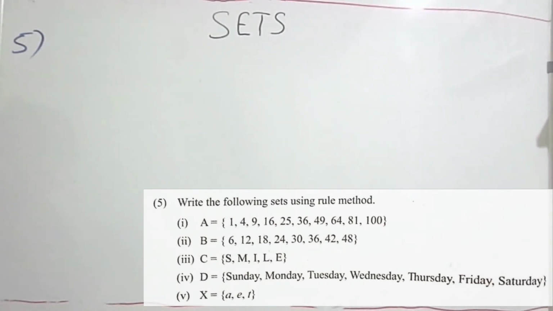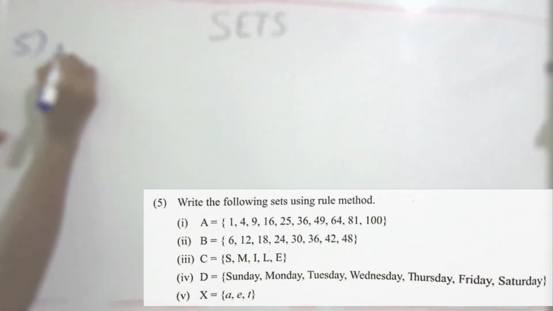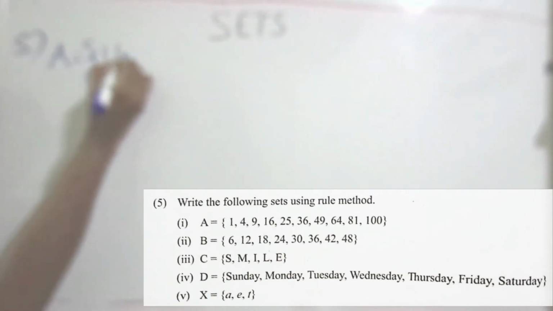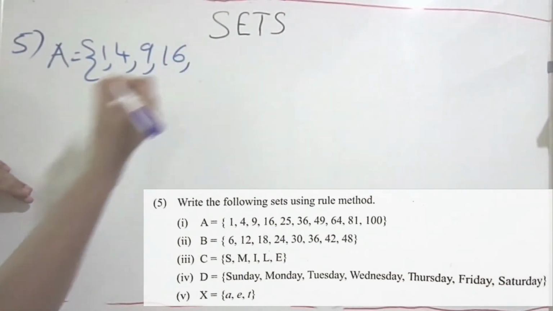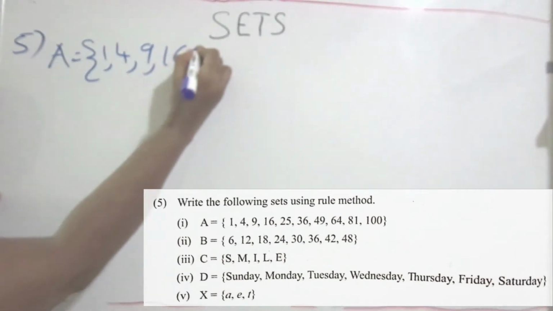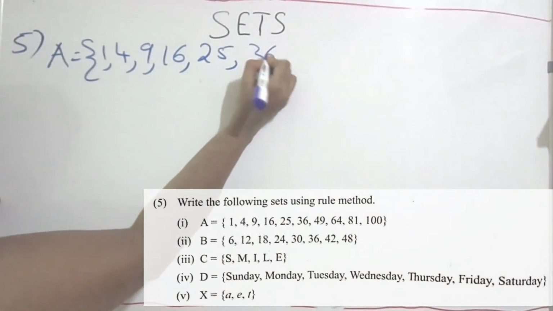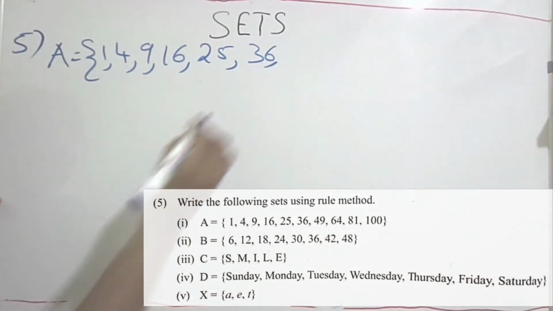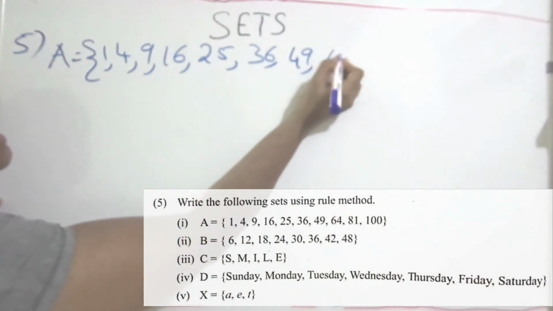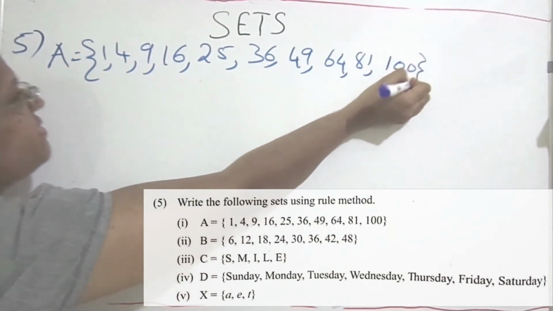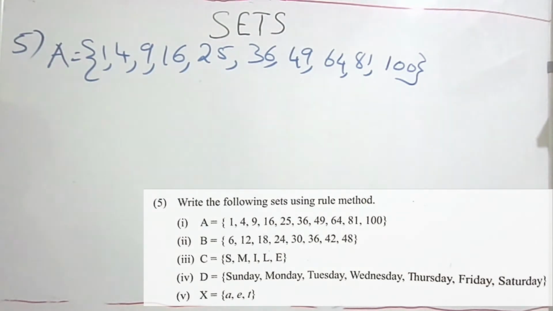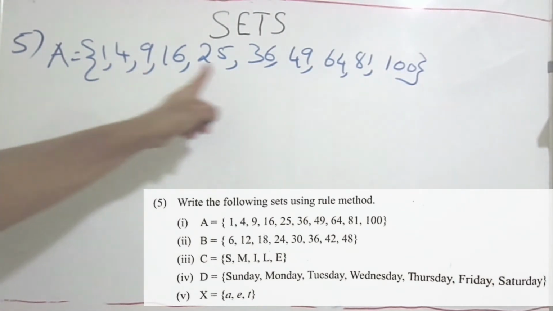They have given us A as 1, 4, 9, 16, 25, 36, 49, 64, 81, 100. Okay. Now we have to write this in rule method. So, look at these numbers properly.